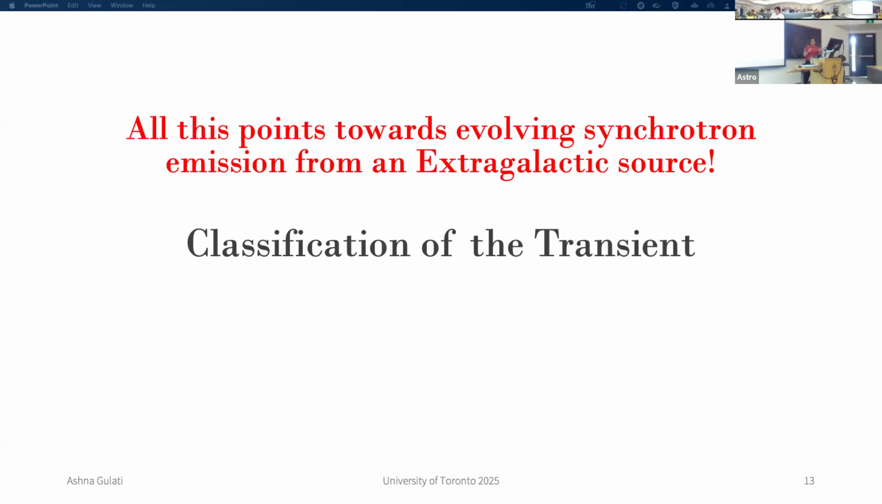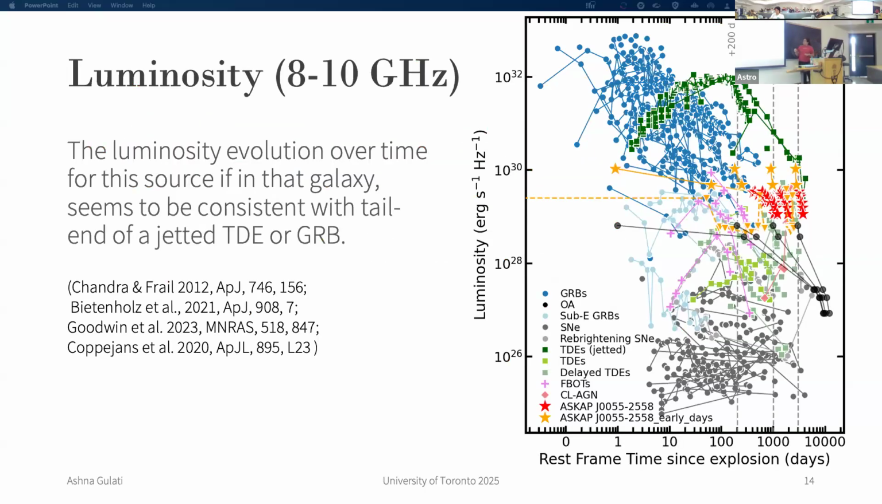So let's try and compare this transient to the entire synchrotron transient zoo, and see what this could be. Now, here I've got the luminosity time plot with a number of synchrotron transients on there. We've got the GRBs in blue up top, the jetted TDEs in dark green. We've got the supernovae in gray and fast blue optical transients in pink. And our transient is basically these stars.